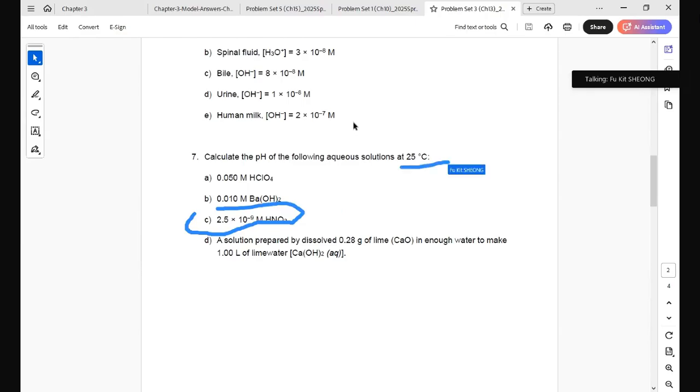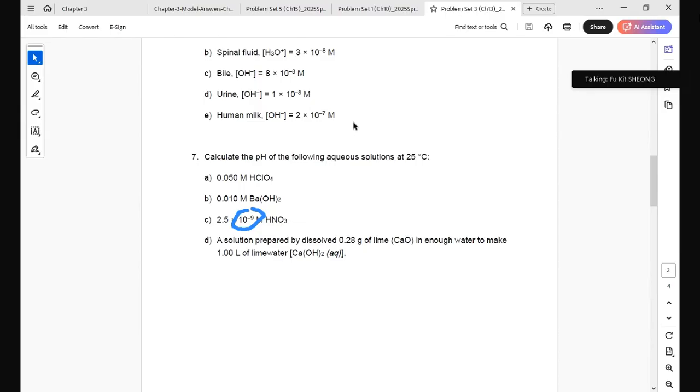You pay attention to the fact that this one actually has an extremely small concentration. Because this has a very small concentration, if you try to follow the rule, negative log base 10 of the concentration of the acid, that will not work. Because if you take negative log base 10 of the concentration of the acid, you will get a number that is even greater than 7.